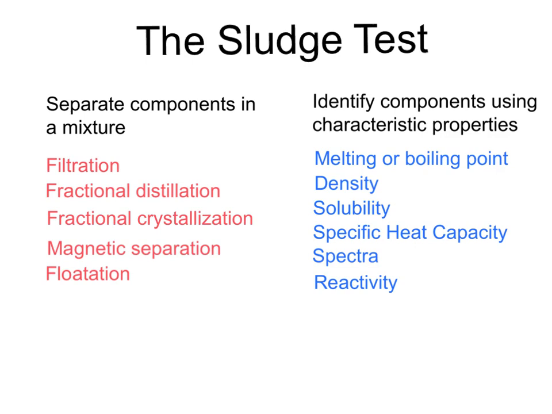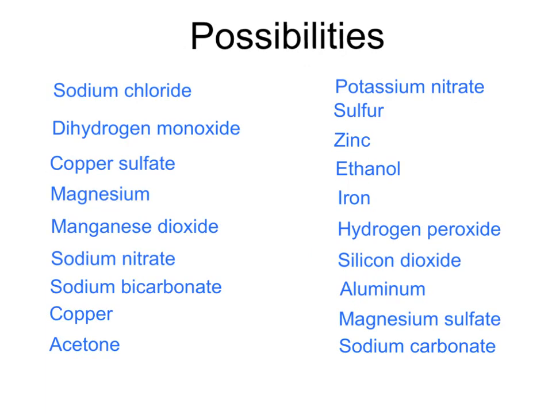And then there's reactivity with anything. It could be with oxygen, it could be with hydrochloric acid, it could be with copper sulfate, or it could be with something else. So you want to start going through your archive and figuring out, do I know how to do these separation techniques and use these different characteristic properties to identify substances? Then you want to stop and consider the possibilities. Anything could be in your sludge from this list.